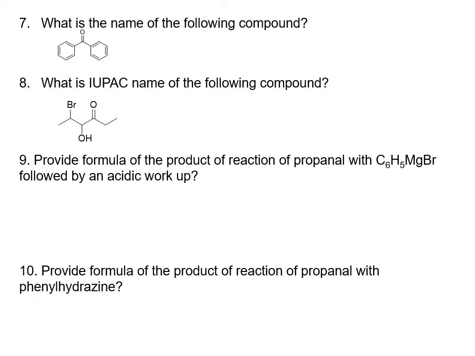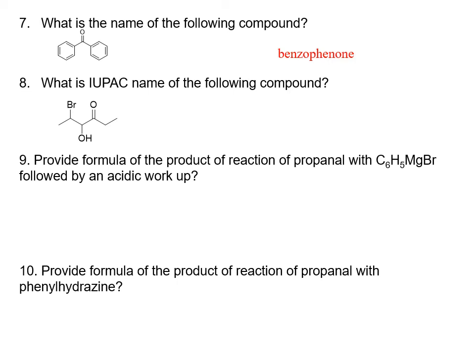Question number 7, what is the name of the following compound? So hopefully you can recognize that this is a phenylketone. And so you look what is the substituent. So on phenylketone, substituent is benzene ring, which together with carboxylic group would form benzoic acid. So we name it benzophenone. Remember, we drop IC from the name of the corresponding acid and then use suffix phenone. So that's benzophenone.